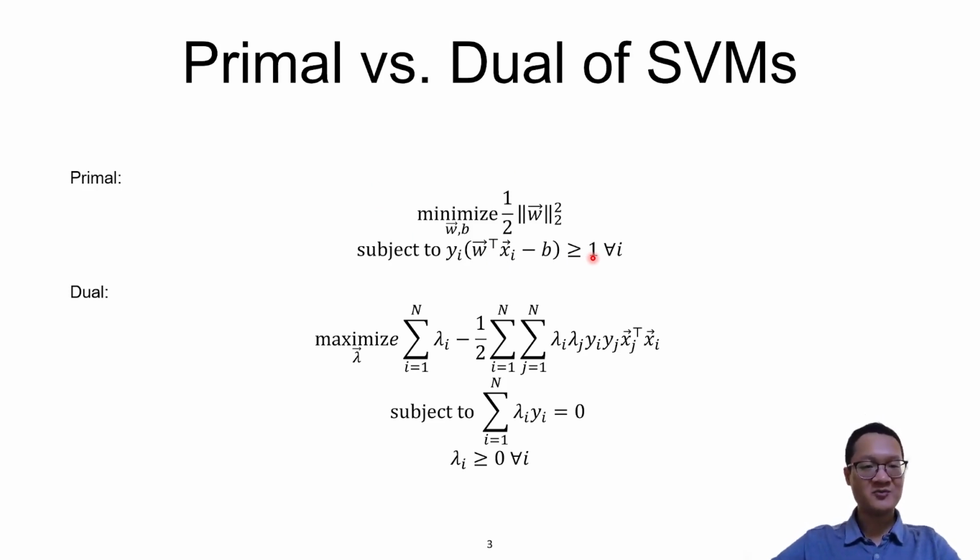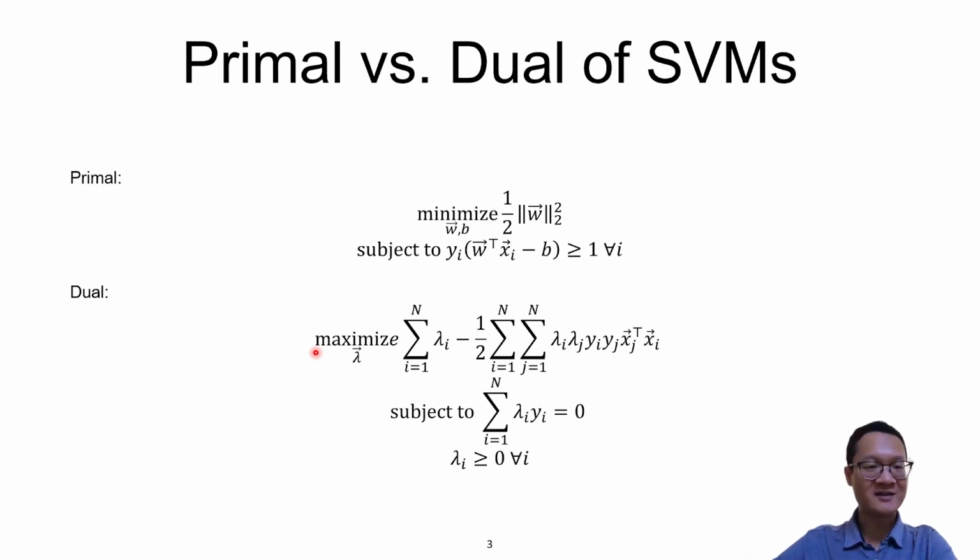After a lot of simplification, we derived a dual problem, which is to maximize over lambda the sum of lambda_i minus 1/2 double sum of lambda_i lambda_j y_i y_j x_j transpose x_i, subject to sum of lambda_i y_i equals 0, and also all of the lambda_i's must be greater than or equal to 0. So that was the dual problem. In general, there's going to be a duality gap, meaning that solving the primal problem will give us a value that is greater than or equal to the value of this maximum.